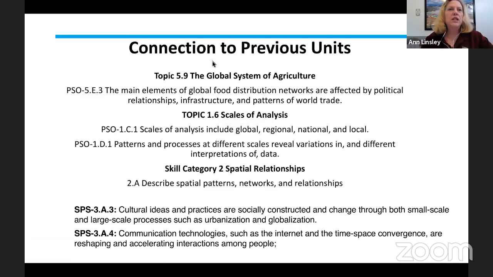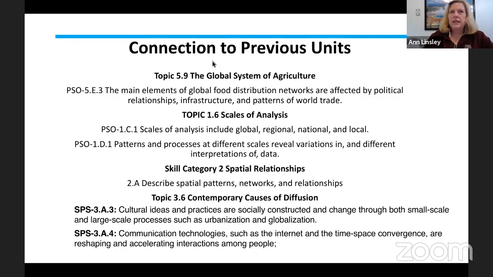Where are connections into our other units? Agriculture. We couldn't have done any of this if we hadn't had a sedentary form of agriculture that then began to shift. Think about that. We look at the scale of analysis, global, regional, local effects from having global cities, spatial networks. Cultural ideas are social constructs that change as a result of globalization.